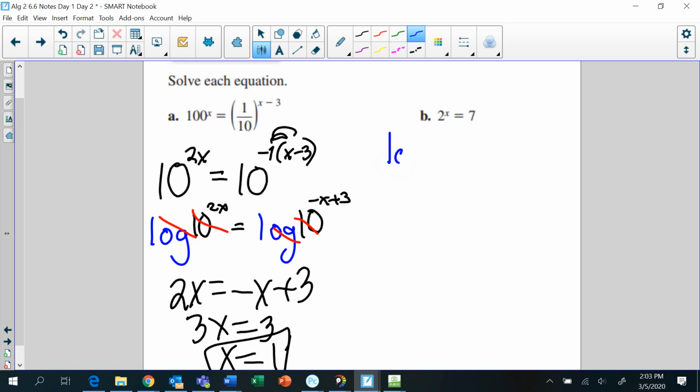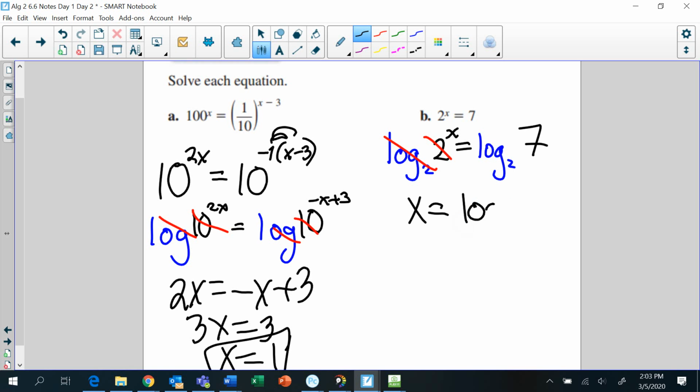So we're going to do log base 2 to both sides, because whatever you do to one side, you have to do to the other side. That cancels out. We get x equals log base 2 of 7. Now that I cannot do in my head. I do need to do it on the calculator.